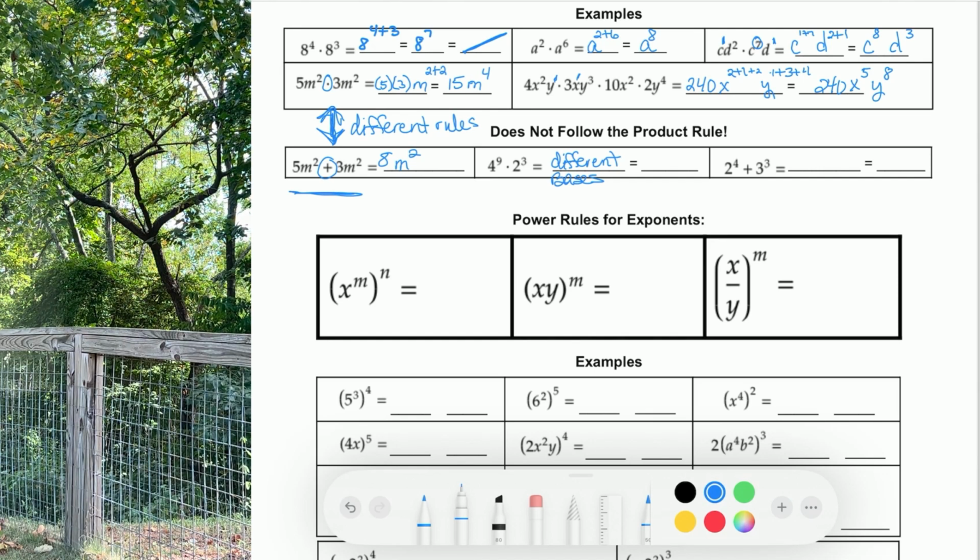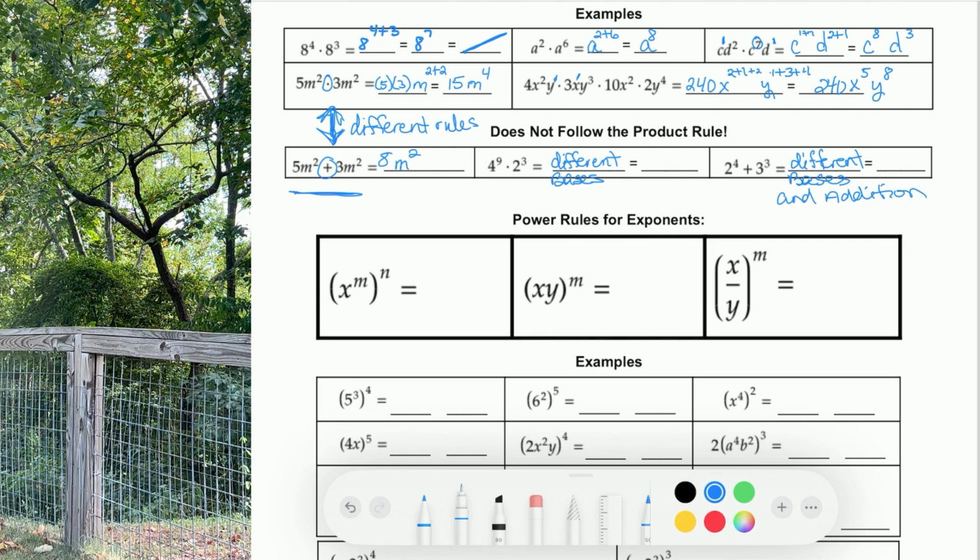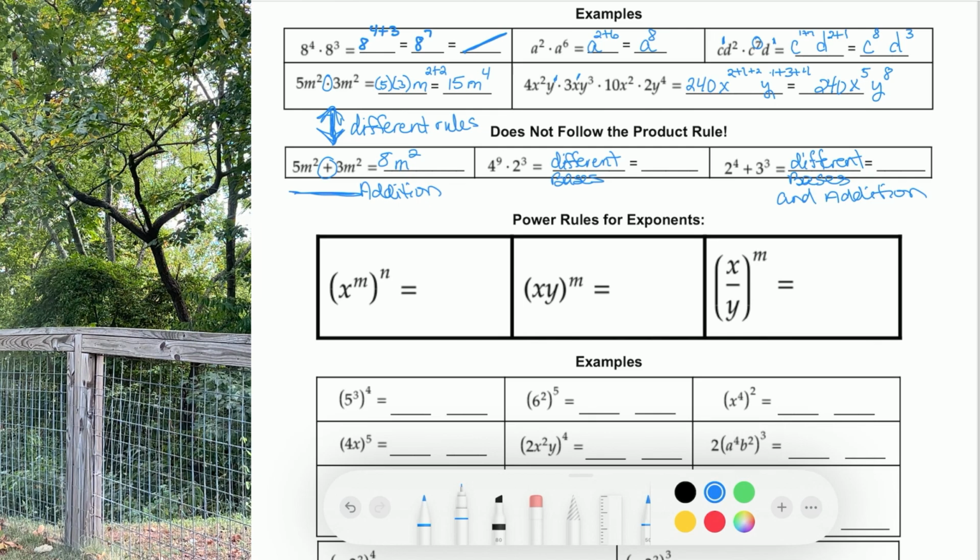So we're going to put here different bases, and it's addition, not multiplication. Okay, so I'm going to write that over here too. Addition, not multiplication. So that doesn't mean we can't solve the problem. It just means we can't use the product rule to solve it.